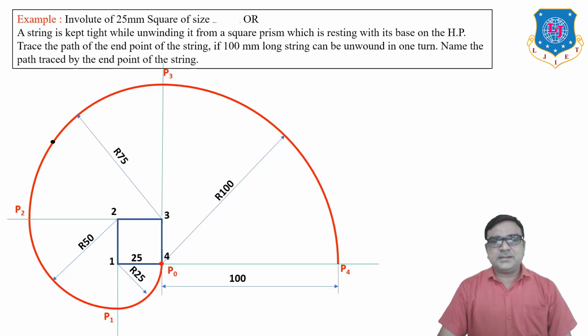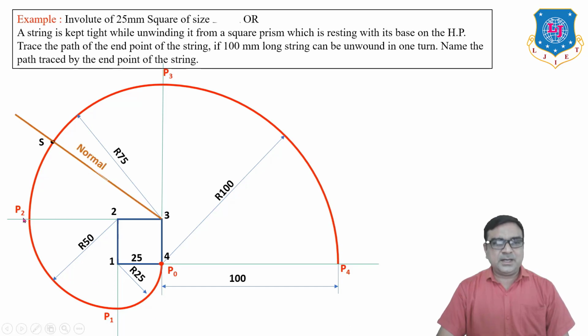Now how to draw normal and tangent in any polygon? Select a point S on the involute, then join S to 3, because this arc is drawn with radius 75 and center 3. So that's why we have to join S to 3. If our S is somewhere here, then we have to join that point to 4, because this arc has that center. And draw the perpendicular line to the normal, which is known as the tangent. So tangent and normal are always perpendicular.